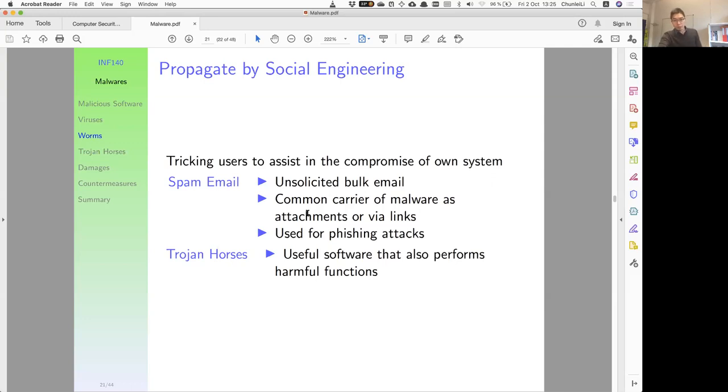And another way is a common carrier of malware as attachments or links. That's what I described, and it's a kind of phishing attack, like the previous one. Sometimes it's these links, sometimes it's attachments. If it's a link, the link itself appears to be a legitimate and normal link, but if you click on it, it may lead you to some phishing web page.